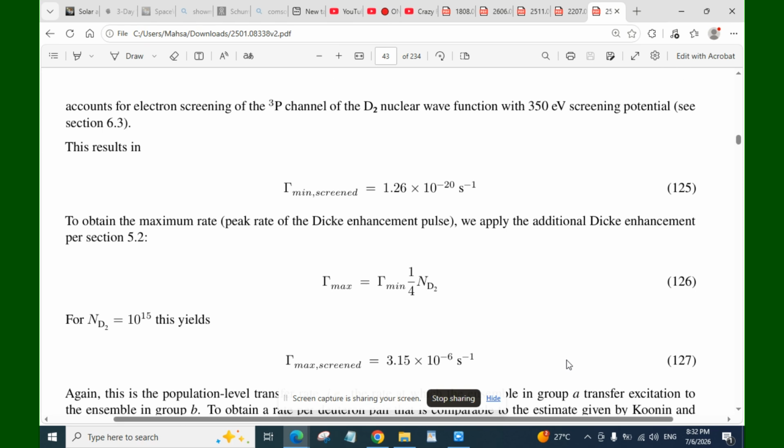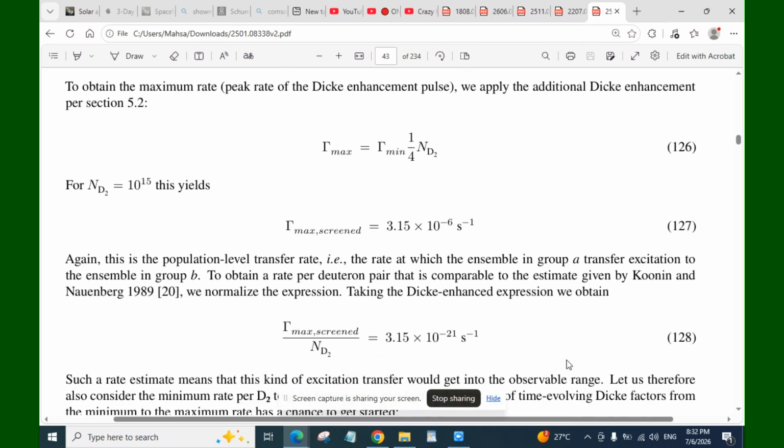20 per second. To obtain the maximum peak rate of the decay enhancement pulse, we apply the additional decay enhancement per section 5.2. Tau maximum is equal to tau minimum multiplied by 1 divided by 4 and duration for n duration is equal to 10 to the power of 15. This yields tau maximum screen equal to 3.15 multiplied by 10 to the power of minus 6 per second.